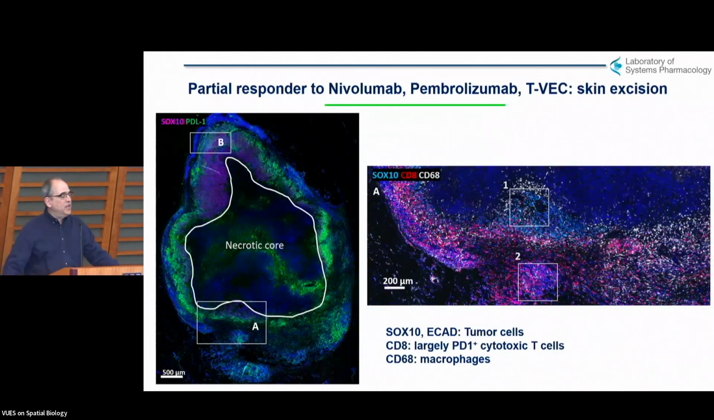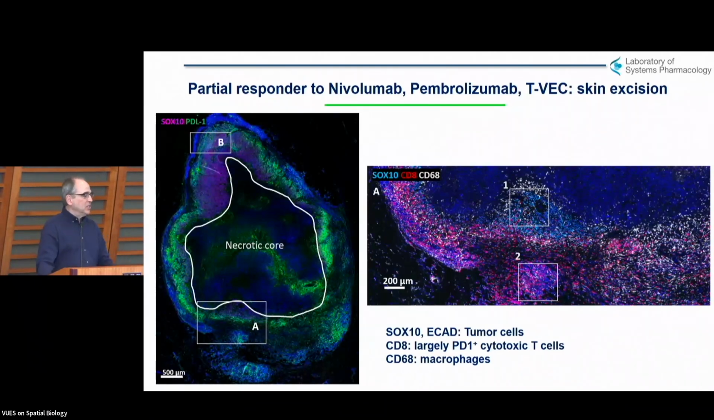We're only looking here in 2D. We'll be getting to 3D in a moment. There's a necrotic core in the middle. So that's where all the dead cells are. So it tells you that this therapy was likely partially effective. And then I'm just going to show you 2 regions that we've chosen. This is Shashir Pant's work. And then we're going to zoom in on them. And the question is, what did this therapeutic response look like?